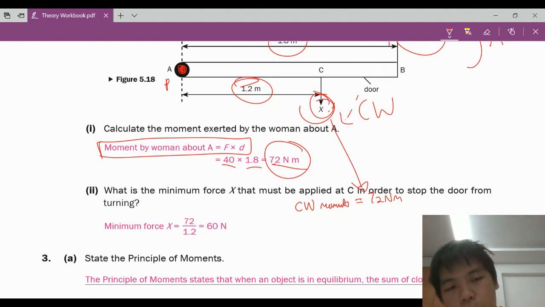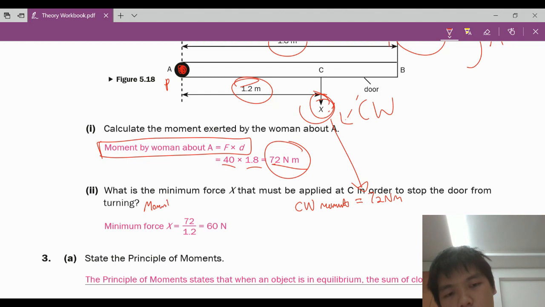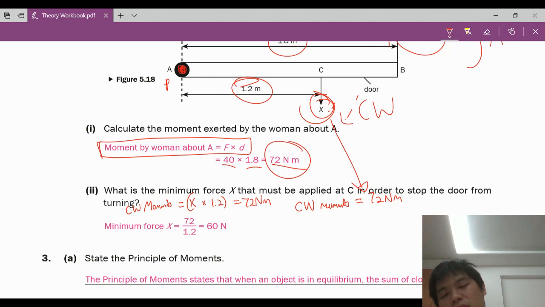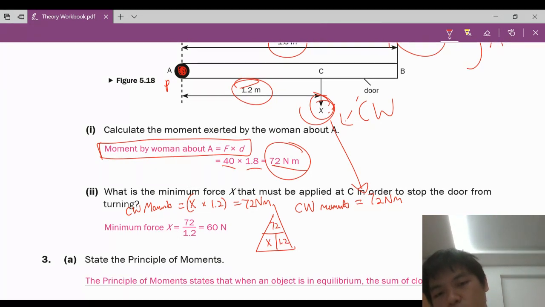So the clockwise moments is equal to X times 1.2. And you want this to be equal to 72 newton meters so that you get a nice balance and stop the door from moving. So how do you do the math? Just do the triangle. X times 1.2 upstairs is 72. So when you want to find X, cancel X. So X equals 72 divided by 1.2, so you get 60.